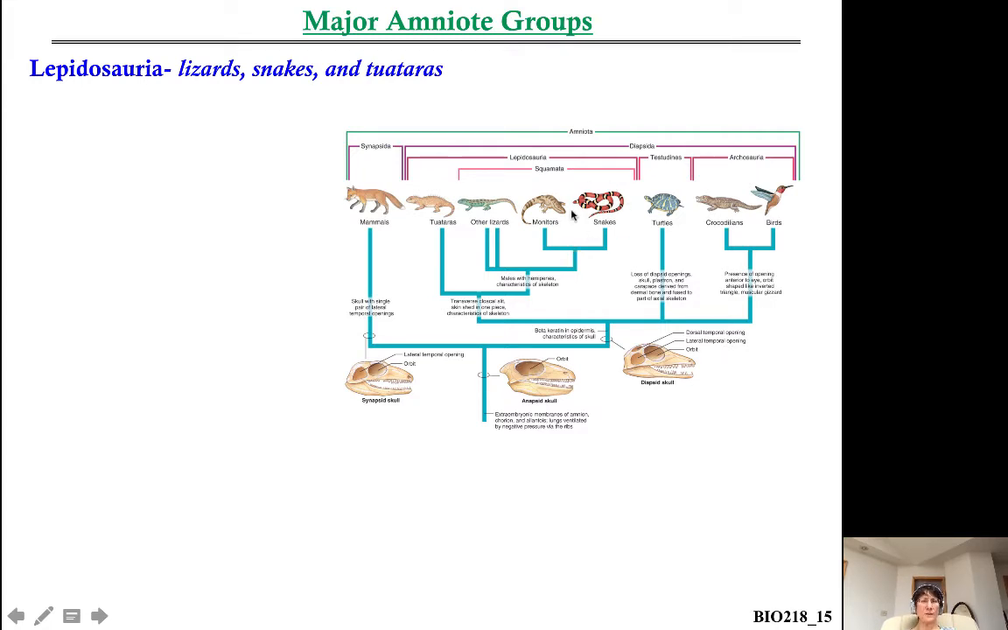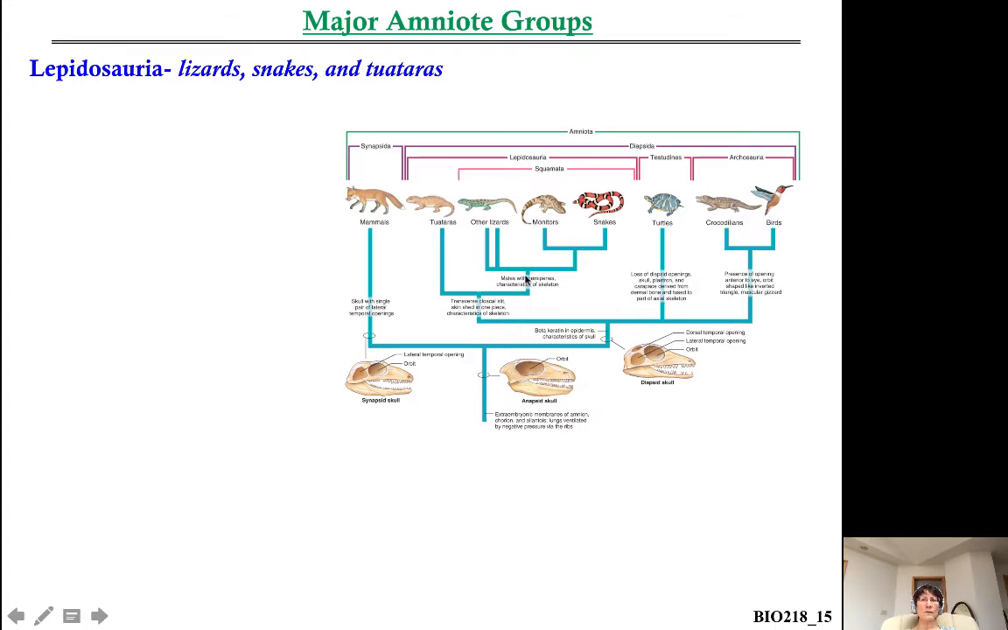It is true that snakes form a monophyletic group within the lizards, but the sister taxon to the snakes is unknown. There's been a lot of data thrown at this in the last 10 years. There are a number of taxa that keep coming up as possibly being sister taxa to the snakes, but we really don't know. So do not commit this to memory.